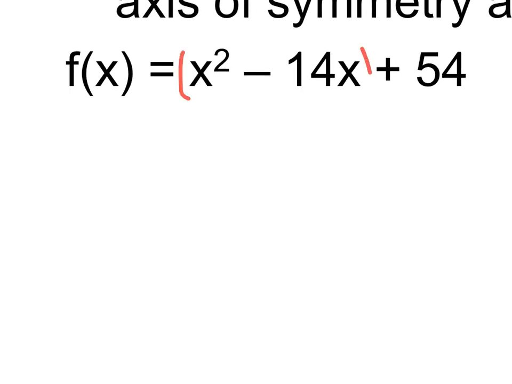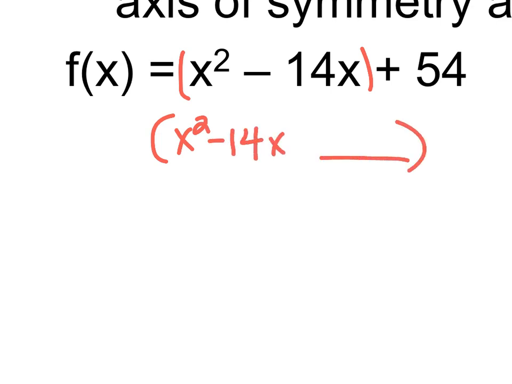I'm going to group these two terms together, right? So x squared minus 14x. I'm going to leave this space, and I'm going to bump the 54 to the outside. If there was something in front of the x squared other than 1, I would factor it out. There's not at this point. We're going to baby step our way into that, right? So I would leave it the way it is.